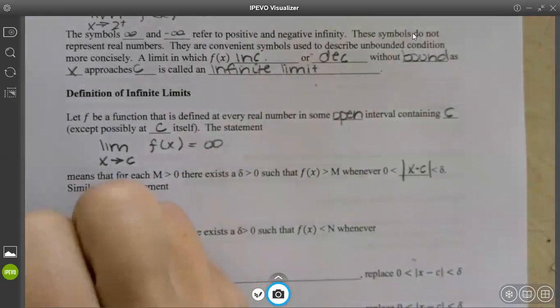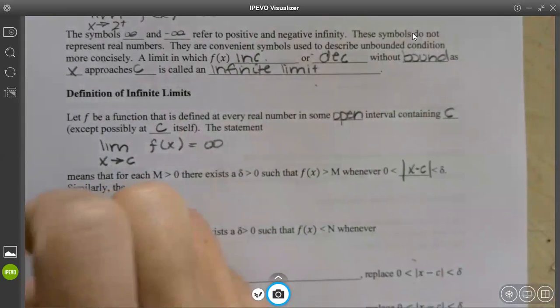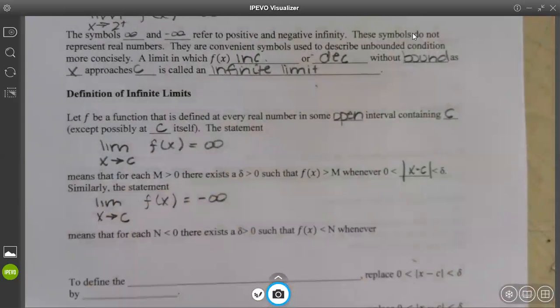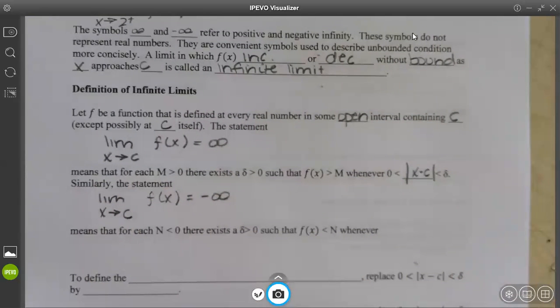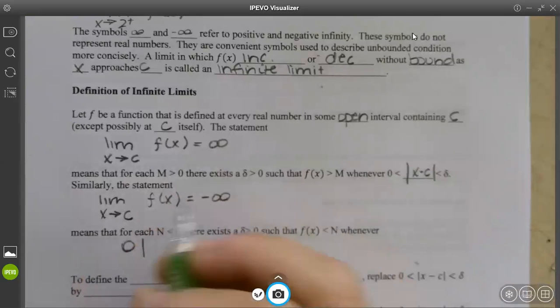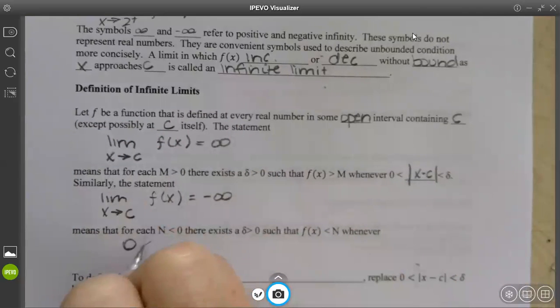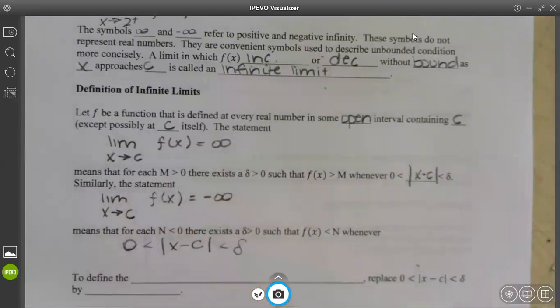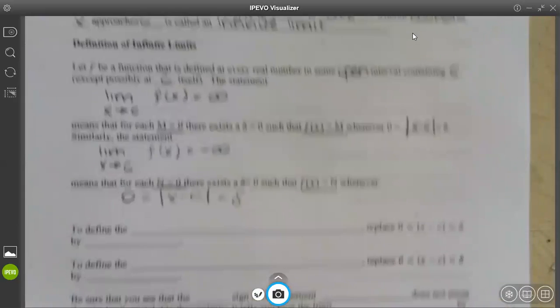So similarly, the statement the limit as x approaches c of f of x equals negative infinity means that for each N less than 0, there exists a delta greater than 0 such that f of x is less than N whenever 0 is less than the absolute value of x minus c, which is less than delta. So the same exact thing. The only difference in these two is that M is positive and N is negative. Same thing here, it would be greater than or less than. That's the only thing different.